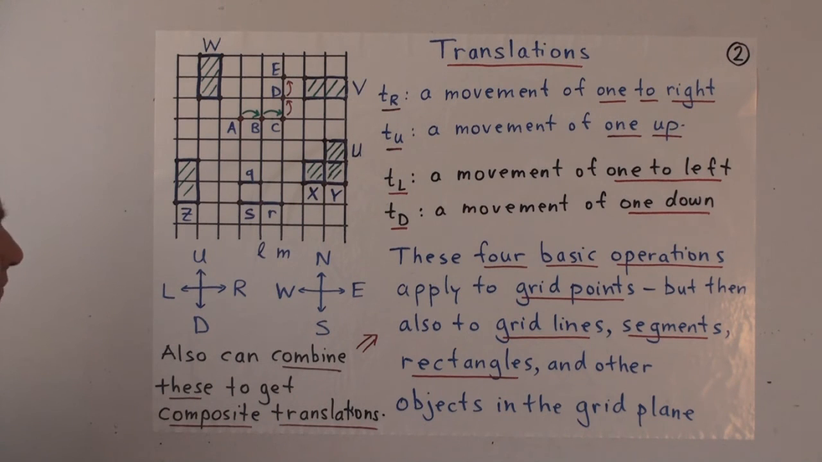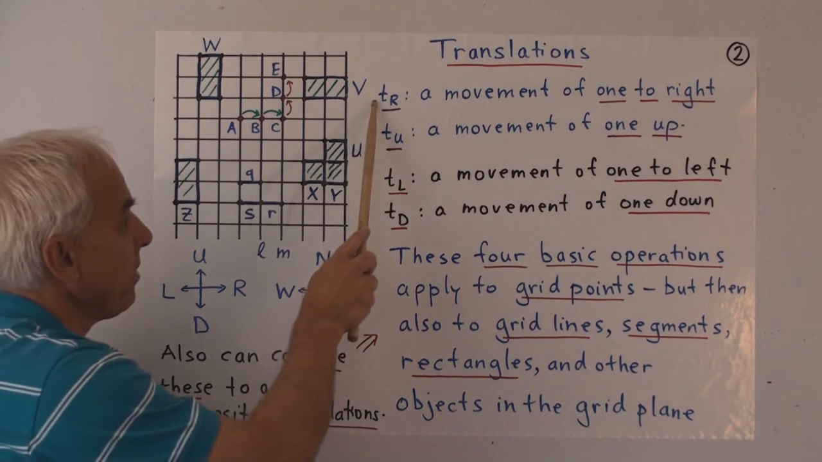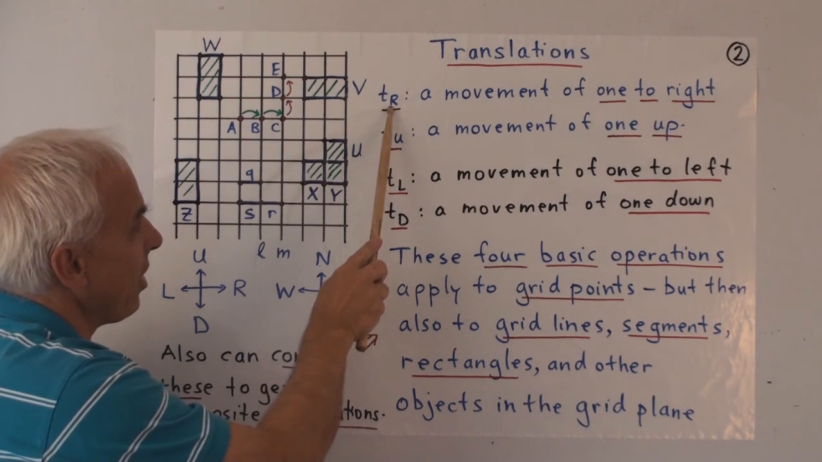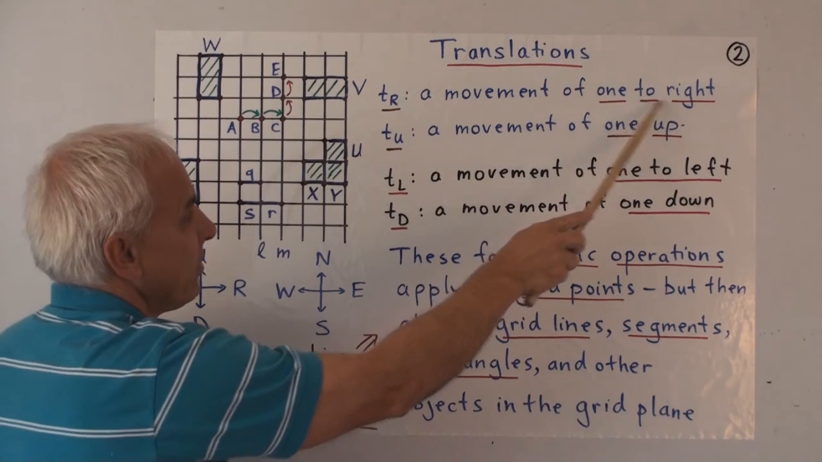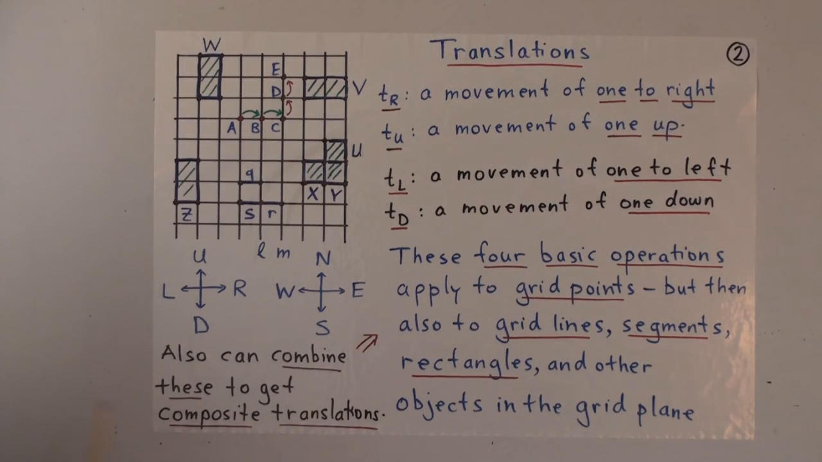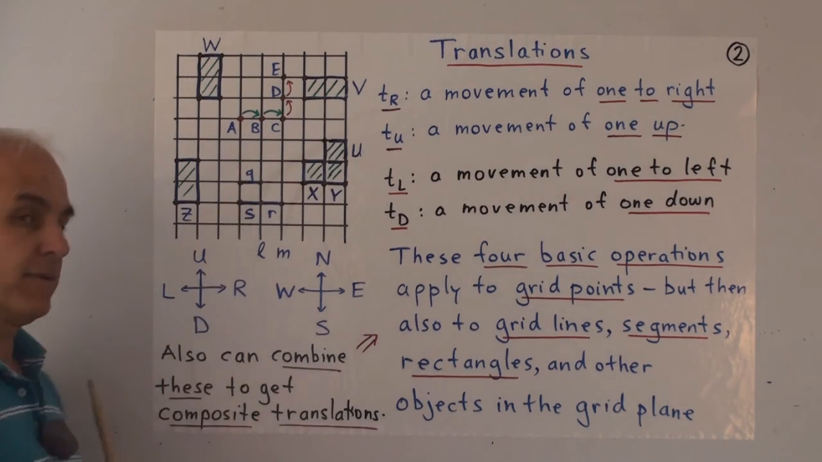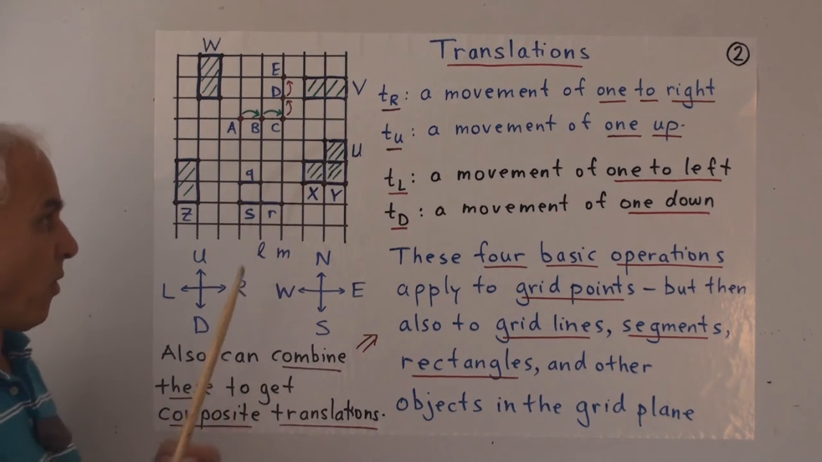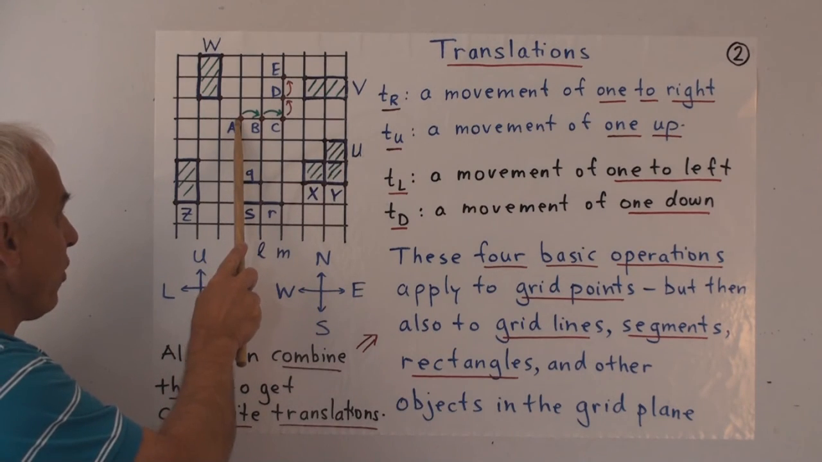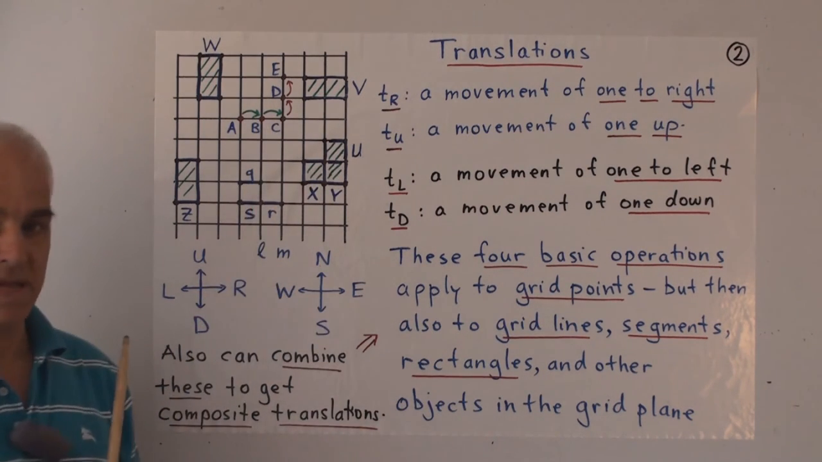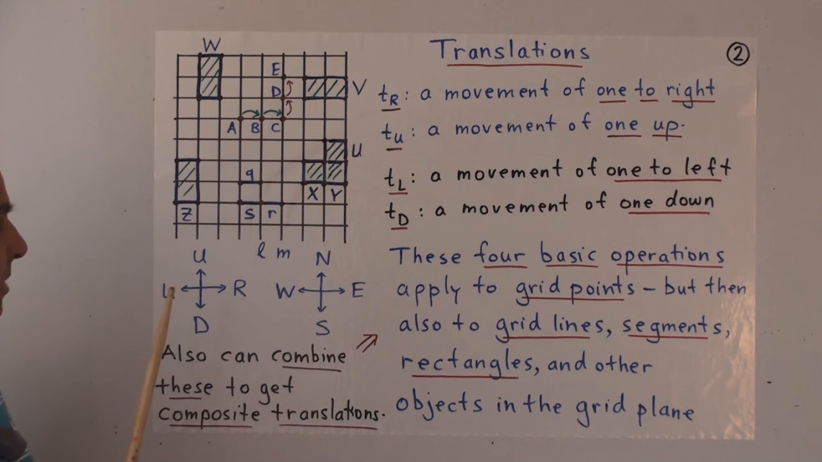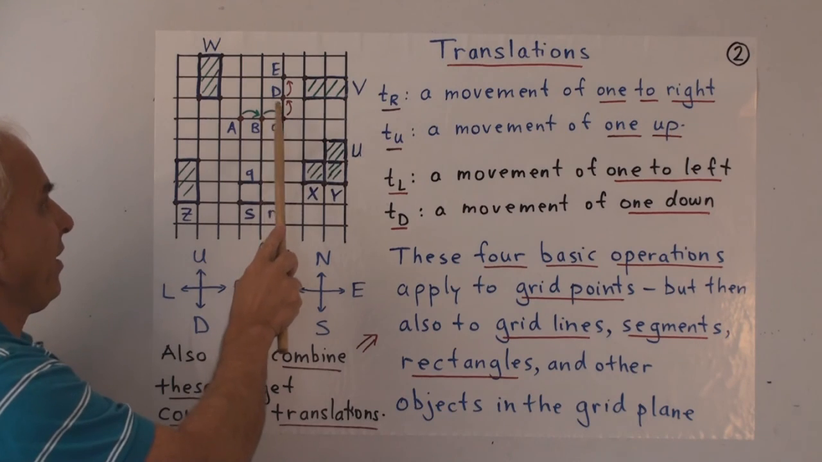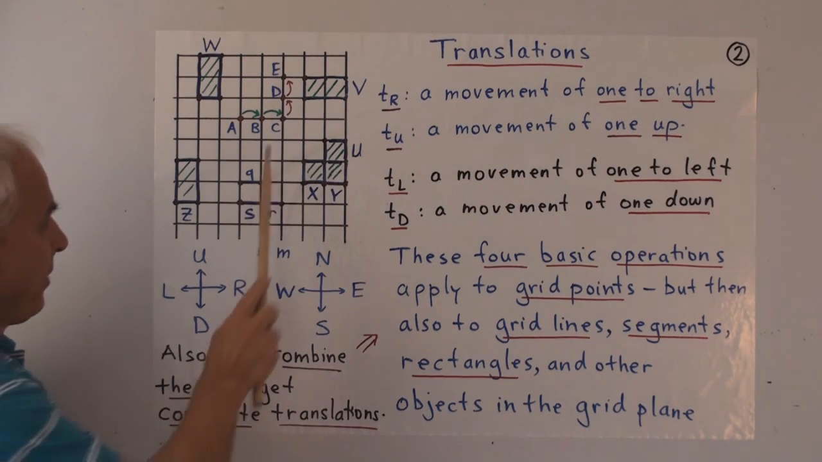And corresponding to those 4 different directions, there are 4 basic types of movements. Translation T sub r, which is a movement of 1 to the right. So for example, if we started with this point A, and we applied T sub r, it means we're going to move 1 to the right. So it means that we would go from here to this point B. If we applied T sub r again, it means we would go from this point B to this point C. And we could keep doing that.